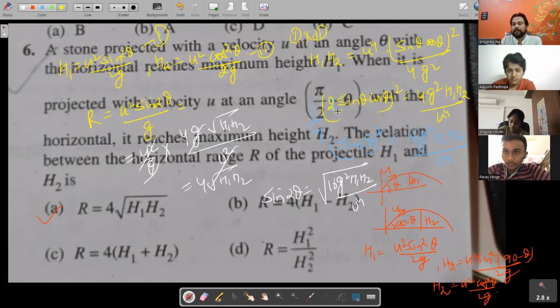This is 2. I just multiplied by 2 and balanced by 1 by 4, so that this 4 and this 4 will get balanced. So now this will become sine 2 theta whole square equal to 16 g square h1 h2 upon u raised to 4, like this. From the next question, I'll write in sequence. Understood, Shaira? Yeah, this is 1 by 4.